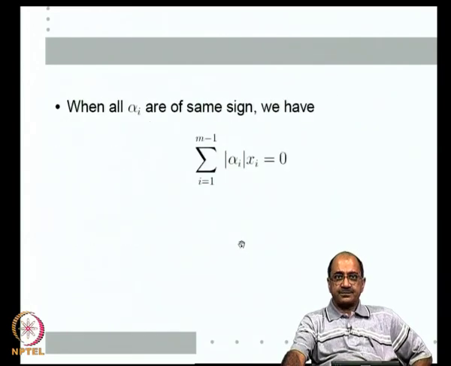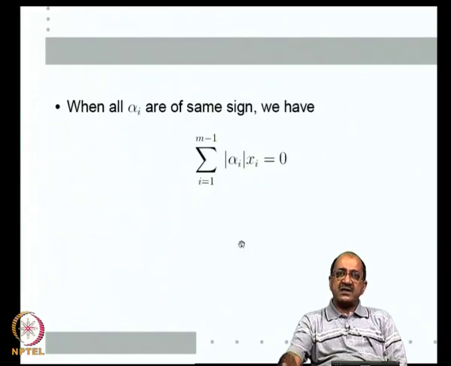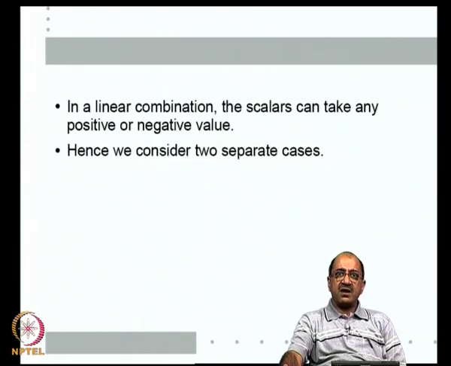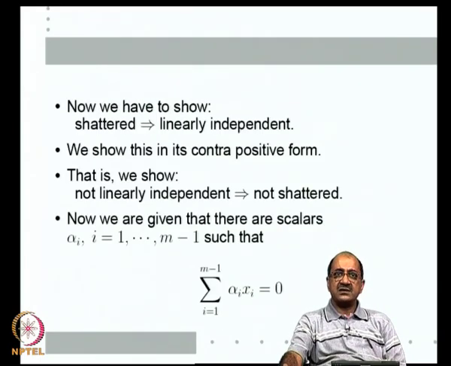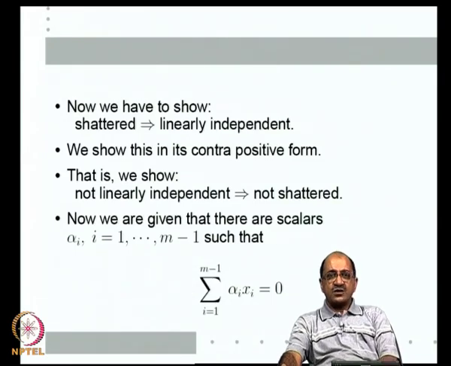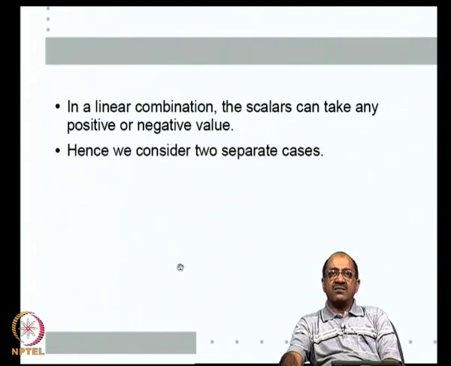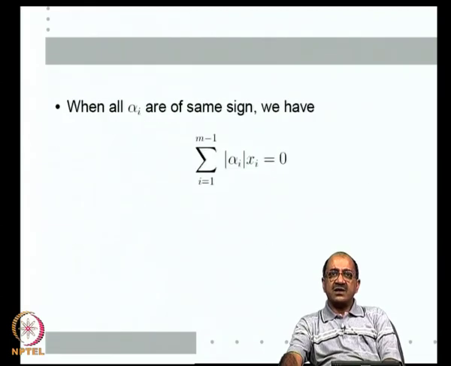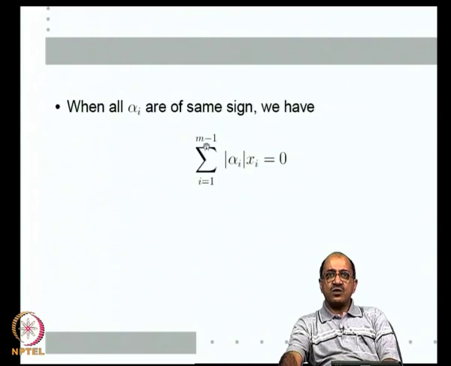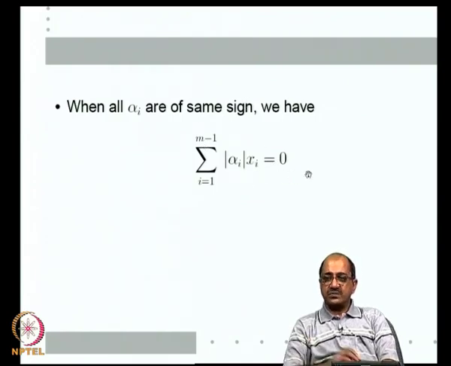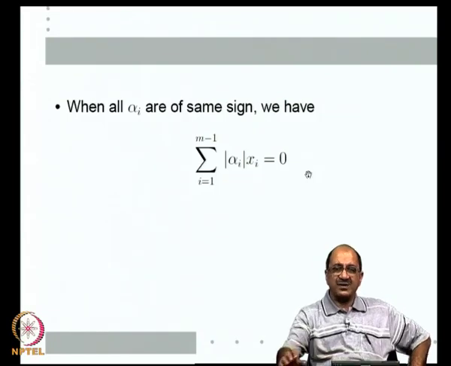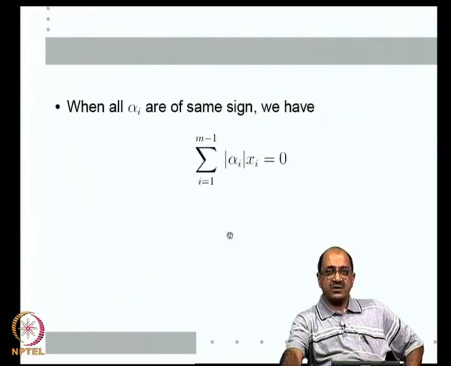Okay. So, let us suppose all alpha i are the same sign. We have been given that this linear combination of the alpha i's is 0. So, if all of them are the same sign, either all of them are positive or all of them are negative. If all of them are negative, I can multiply by minus 1 and the equation still holds. So, if all alpha i are of the same sign, then what I am given is that summation i equal to 1 to m minus 1 modulus of alpha i into xi is equal to 0. Right? We are considering only real scalars, that is why this is the absolute value.